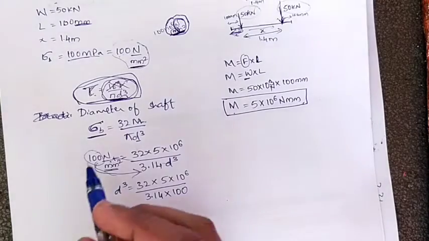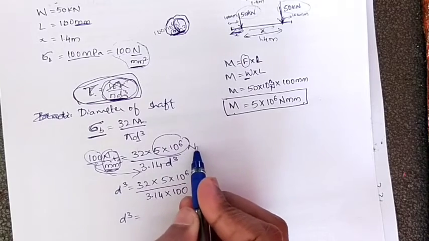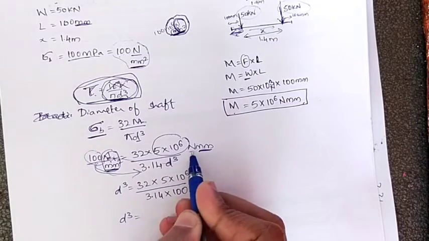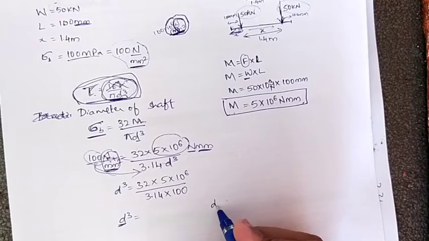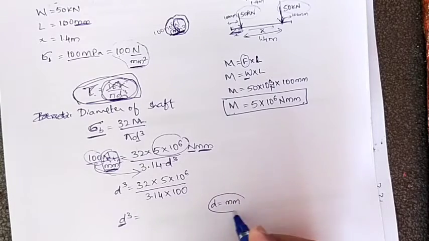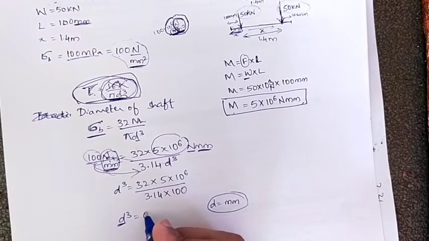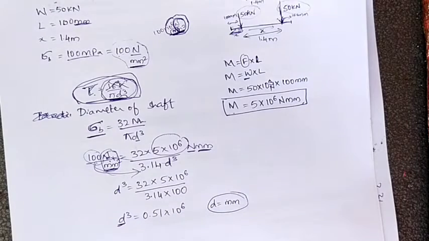And one more thing you just see here: this is in Newton per millimeter square, and this is in Newton millimeter. Millimeter we have taken, Newton we have taken. So the answer d cube, you will get in millimeter. Now when you substitute all these values, you will get d cube is equal to 0.51 into 10 raised to 6.